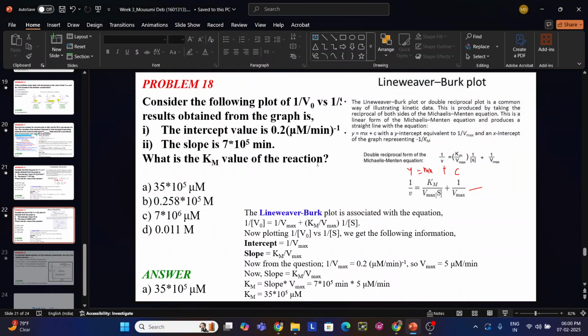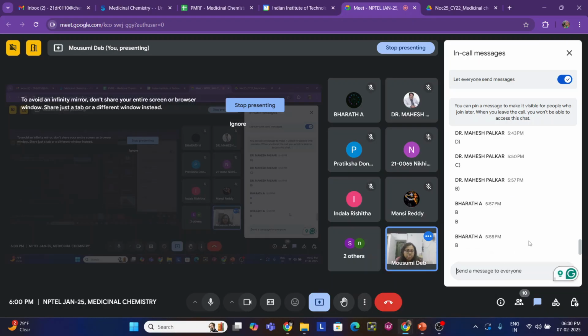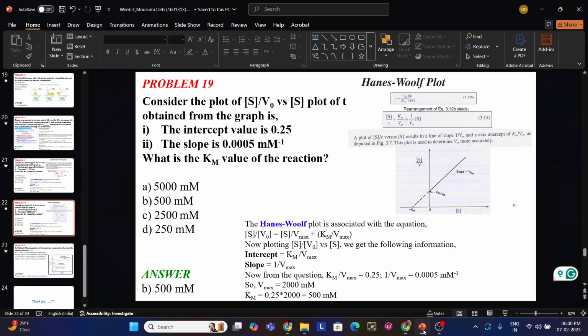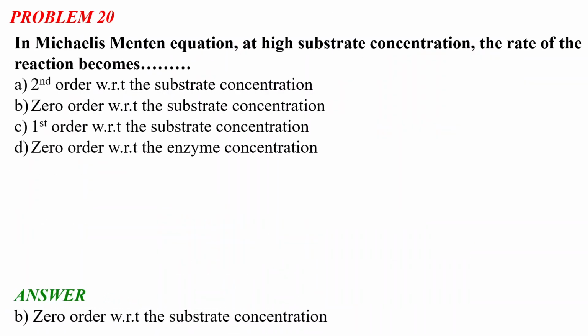Okay, let me check the chat box. I know all of you can answer the last question very correctly. Yeah, number B is the given answer. Yes, number B is the correct answer.